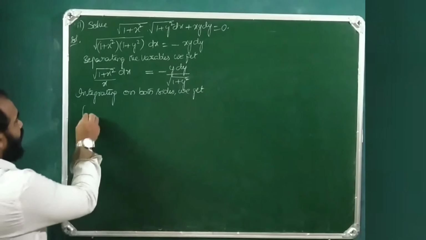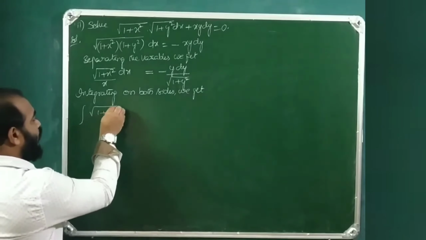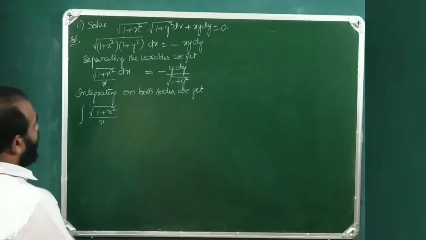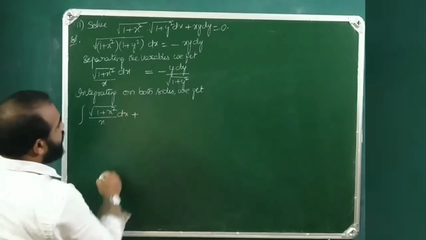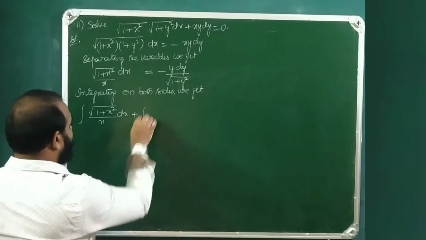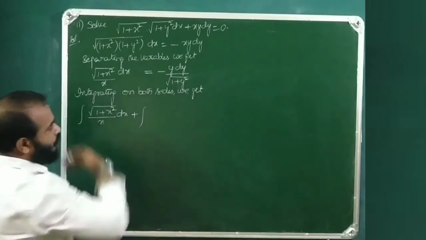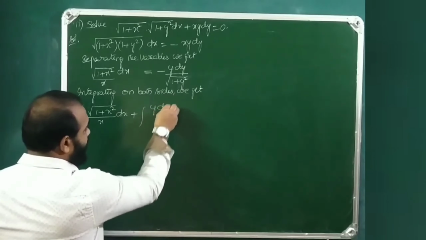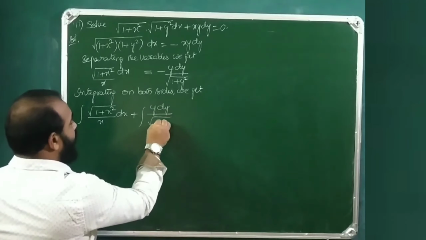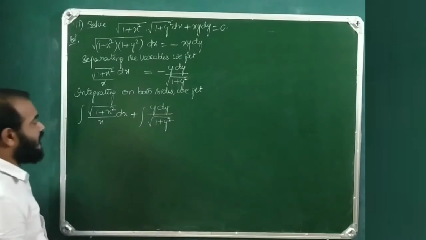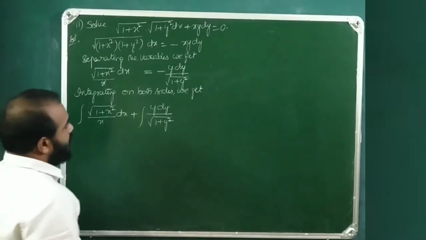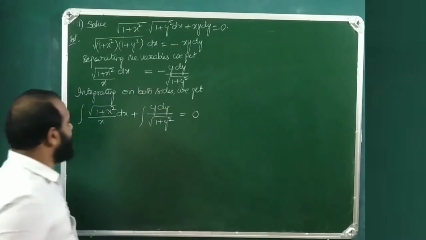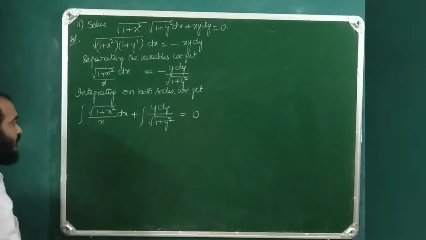integral of √(1+x²) by x dx, and if you transpose onto this side, plus y dy by √(1+y²) is equal to 0.